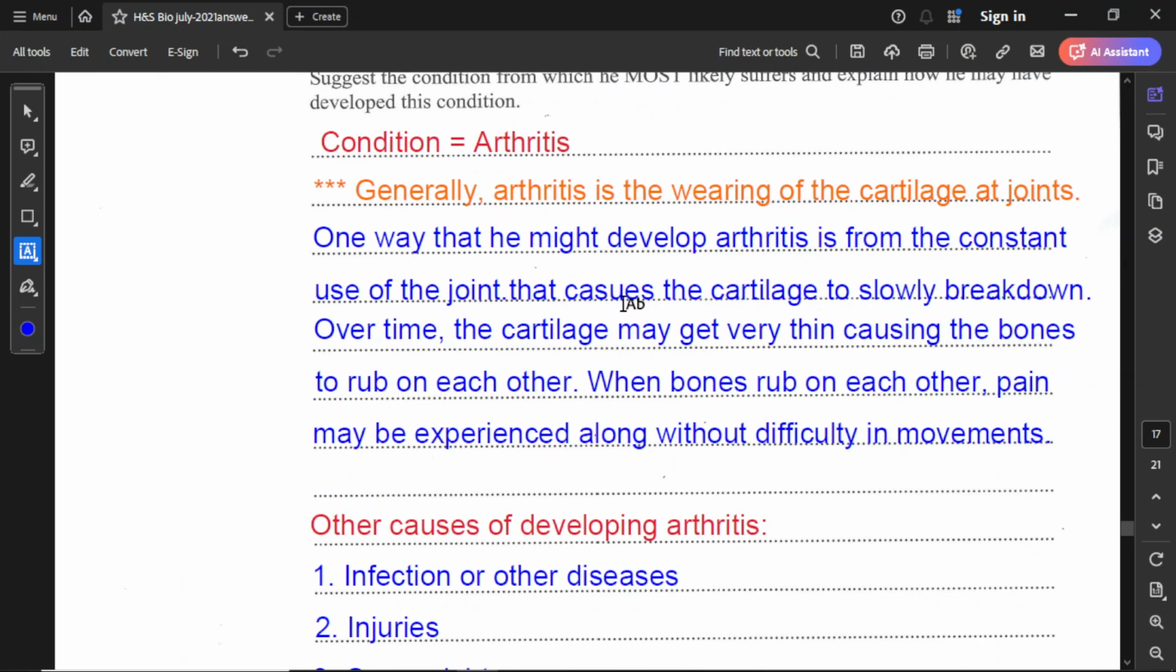And so one way that he might develop arthritis is from constant use of the joint, or you can just say overuse of the joint, really.